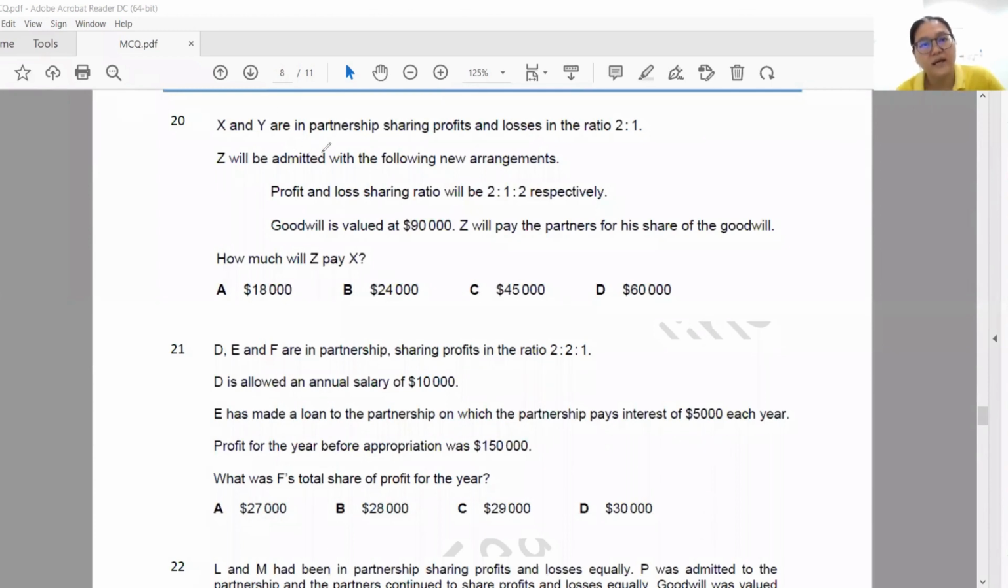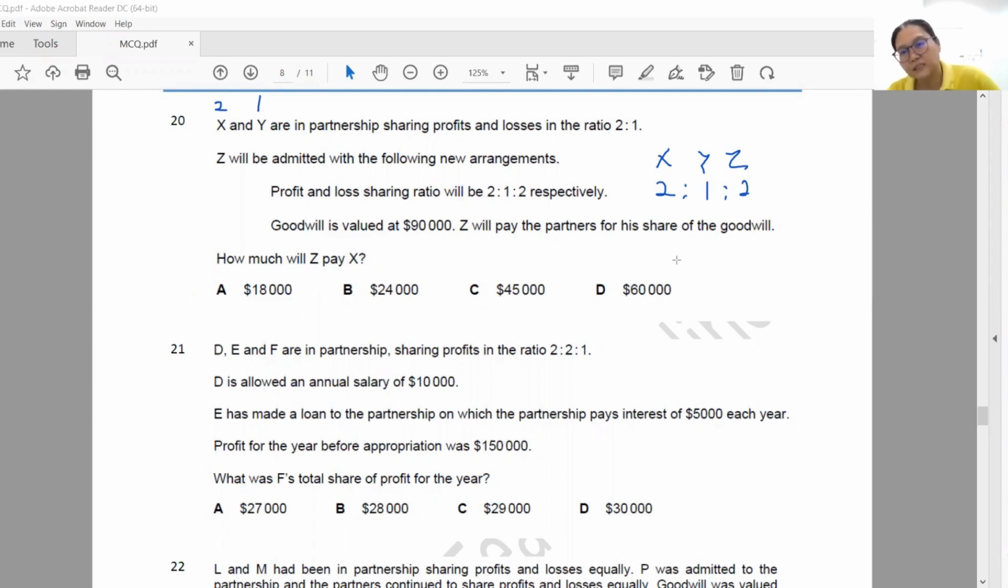X and Y are in partnership, sharing profit and loss in the ratio 2 to 1. So here the sharing ratio is 2 to 1. Z is admitted, and the new profit sharing among X, Y, and Z is 2 to 1 to 2. Goodwill value is 90,000. Z will pay the partner for his share of the goodwill. How much will Z pay for this X?